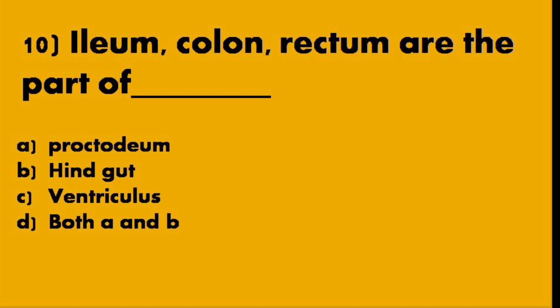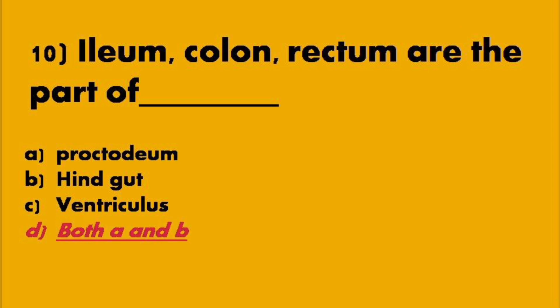Ileum, colon, rectum are the part of dash. Option A, proctodeum. Option B, hindgut. Option C, ventriculus. Option D, both A and B. Answer, option D, both A and B.